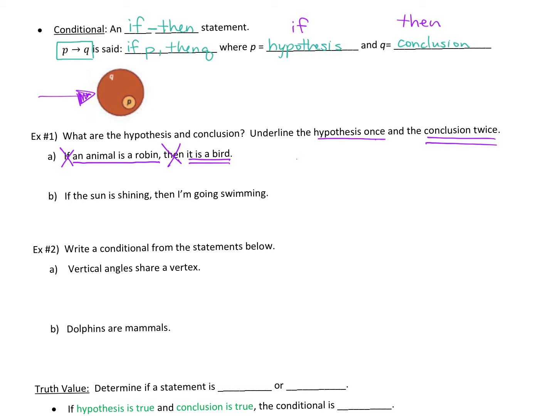So if an animal is a robin, then it's a bird. Is that true? Yeah, if an animal is a robin, it is a bird. Is it true if we switch that? If an animal is a bird, then it's a robin? No. Interesting. Okay, letter B. If the sun is shining, then I'm going swimming. What is your hypothesis? The sun is shining. No if, right? Then I'm going swimming. What's your conclusion? I'm going swimming is my conclusion. Okay, no then. Any questions on hypothesis and conclusion?